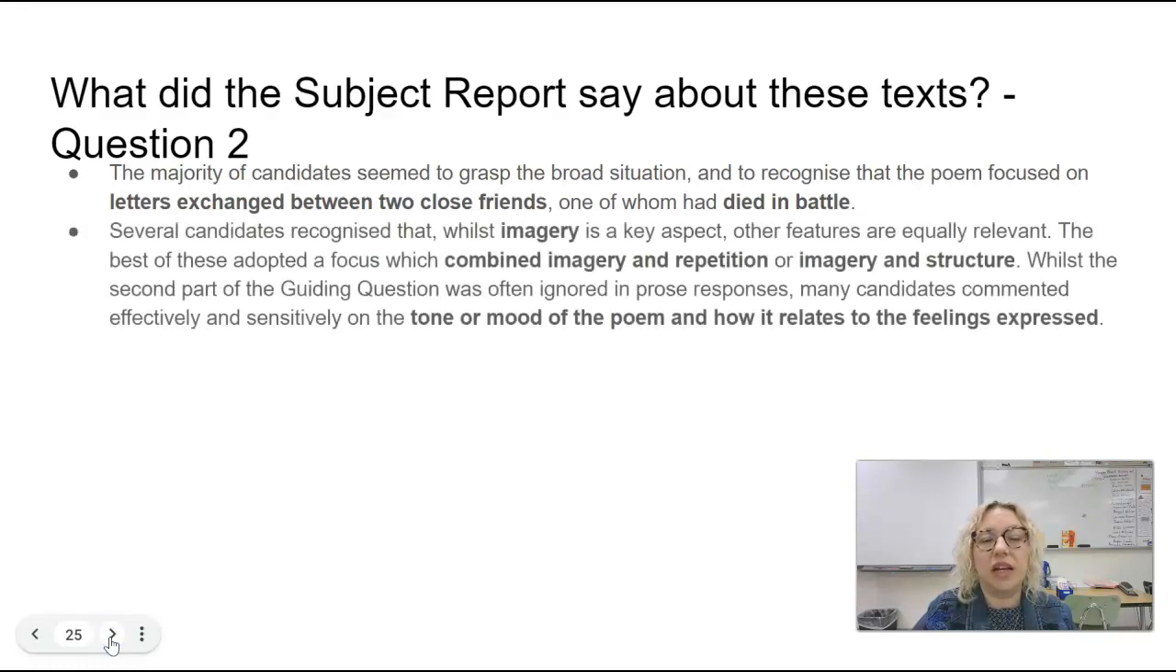Several candidates recognized that whilst imagery is a key aspect, other features are equally relevant. I would say while, not whilst, by the way. This is where we can tell that they're from Wales. The best of these adopted a focus which combined imagery and repetition of imagery and structure. Whilst the second part of the guiding question was often ignored in prose responses, many candidates commented effectively and sensitively on the tone or mood of the poem and how it relates.